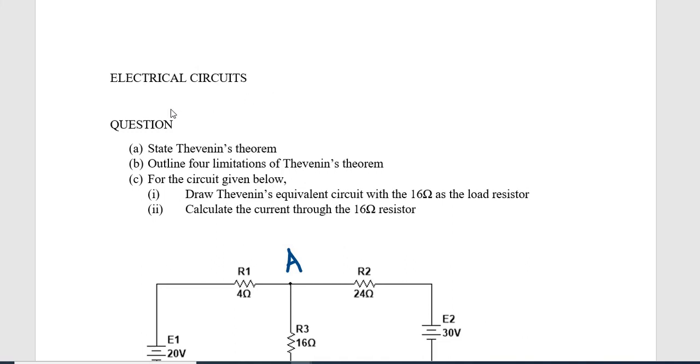Today we are discussing DC electrical circuits, and we have the following guiding question. State Thevenin's theorem. Part B, outline 4 limitations of Thevenin's theorem. Part C, for the circuit given below, draw Thevenin's equivalent circuit with a 16 ohm resistor as the load resistor and calculate the current through the 16 ohm resistor.